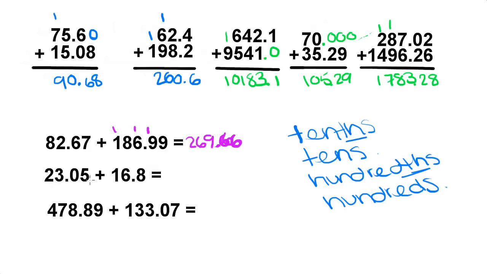So over here we have 2 decimal places. So pretend that there's an imaginary 0 right there. Let's change colors. So 5 and 0 is 5. 8 and 0 is 8. Decimal point. 6 and 3 is 9. And 2 and 1 is 3.